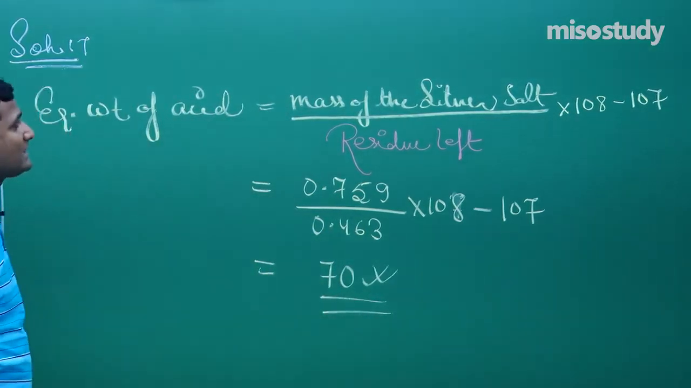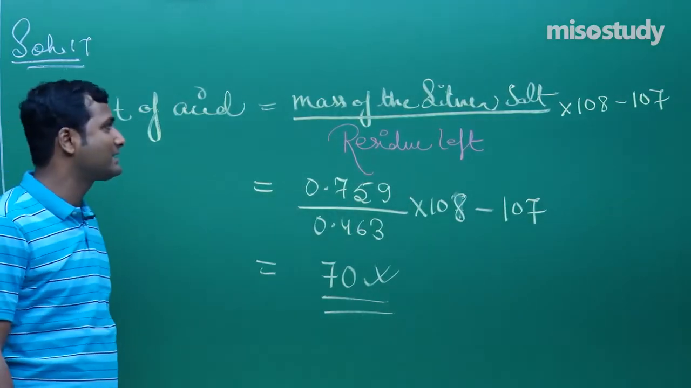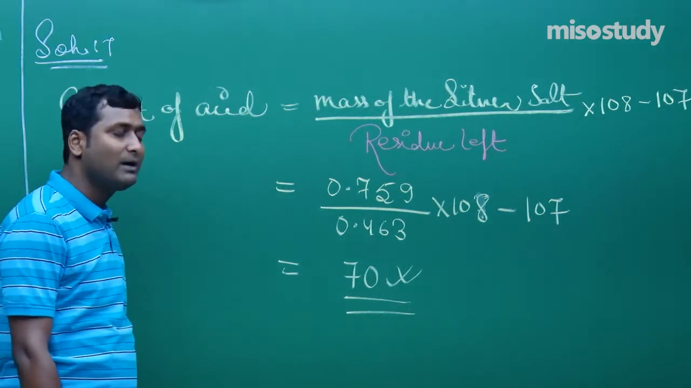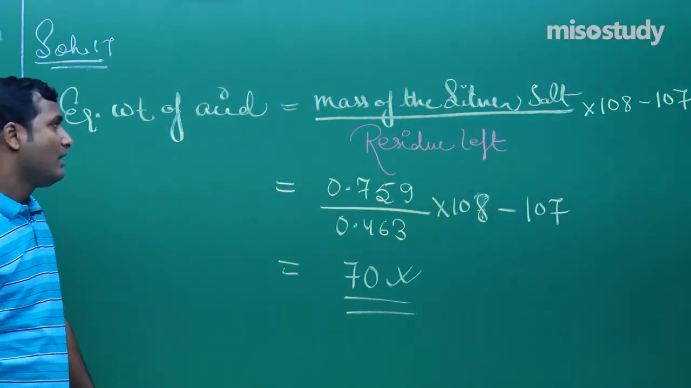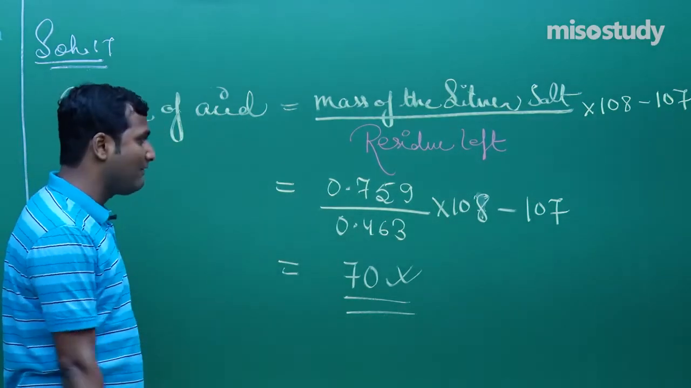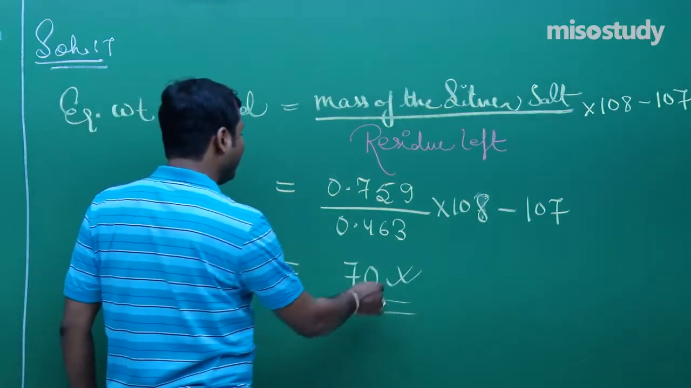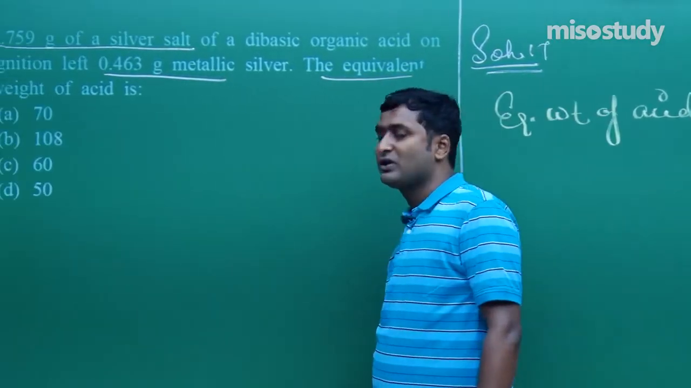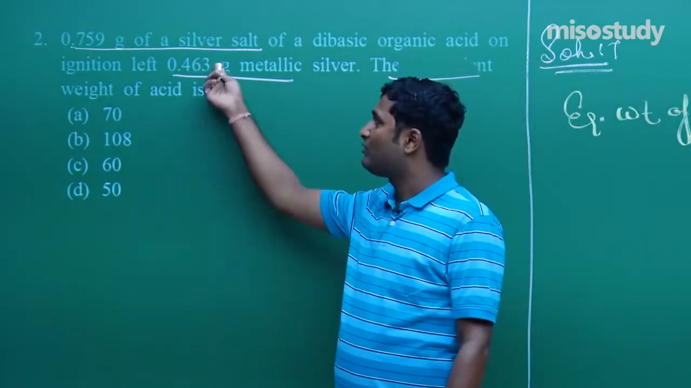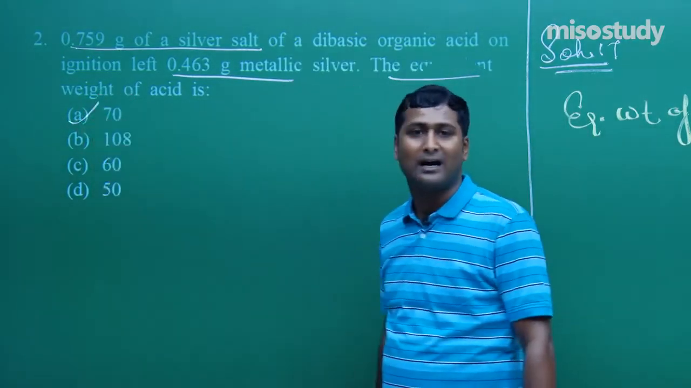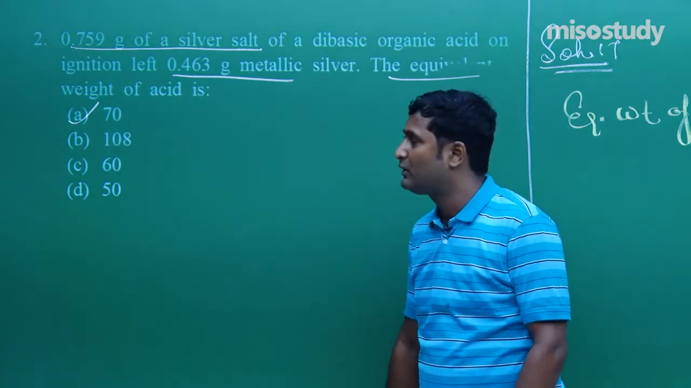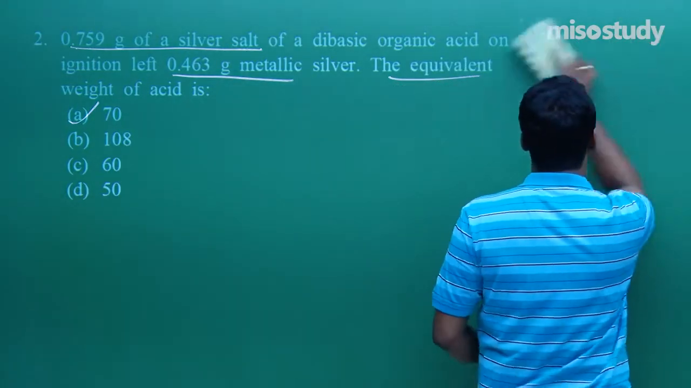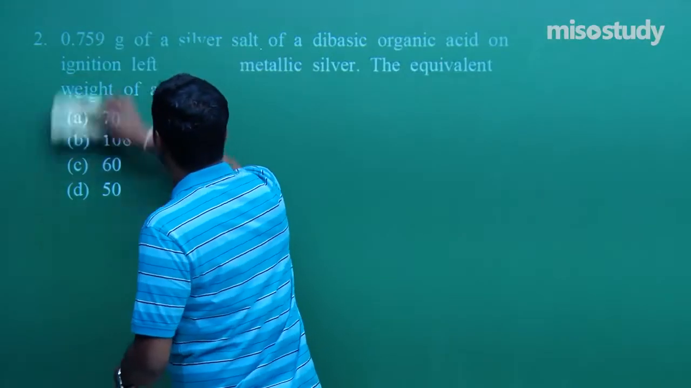Check out the explanation. Equivalent weight of an acid is equal to the mass of the silver salt upon the residue left, multiplied by 108 because of silver, minus 107. Put in the values and we finally get 70 after calculation. So what is the option in this case? Sir, it's very simple. For question number 2, A is the correct option. This is the detailed solution. Now I'm going to rub this part, friends, and we'll move to the next segment.